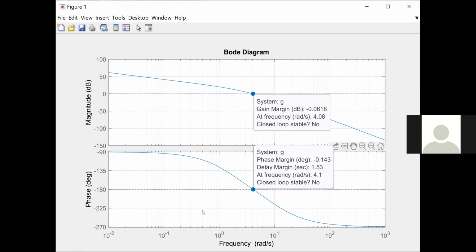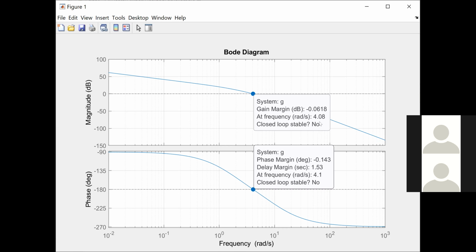What is the phase margin value? Negative 0.143 degrees. What is the phase margin frequency? 4.1 radian per second. What is the conclusion for the stability? Unstable. It's marginal. 4.1 and 4.08 are near, so it's almost the same.